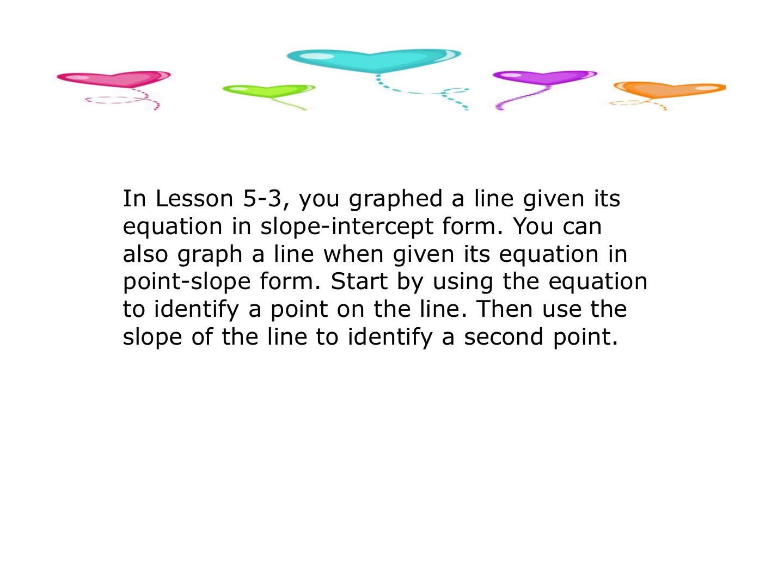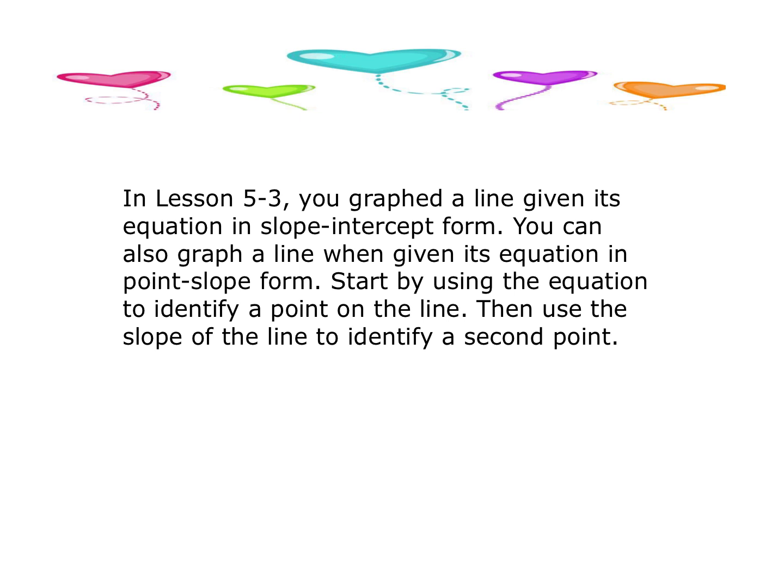So in the last lesson, which was 5.3, we graphed a line given its equation in slope-intercept form, and we were also able to graph a line when given its equation in point-slope form. So start by using the equation to identify the point of a line, then use the slope of the line to identify a second point.